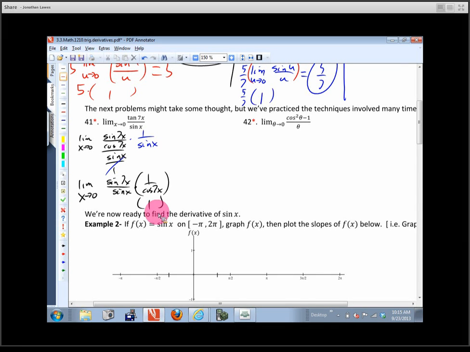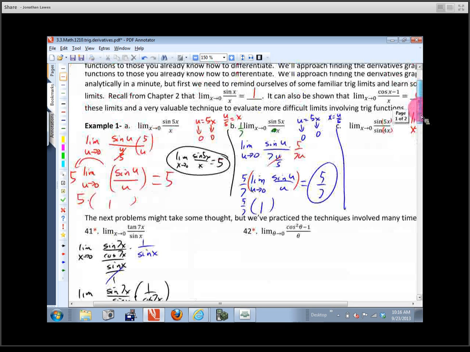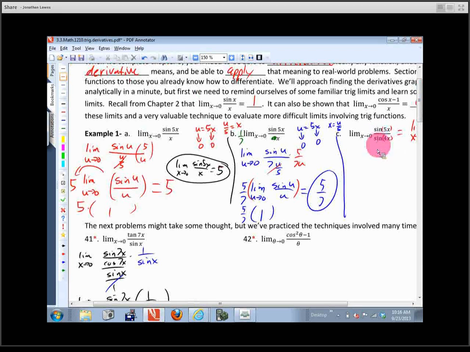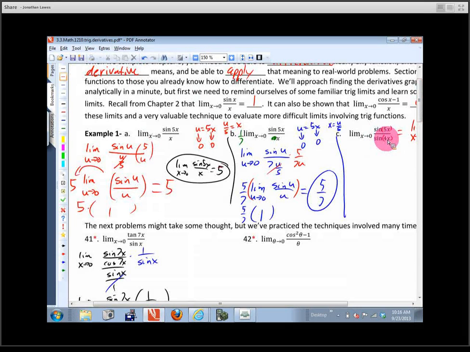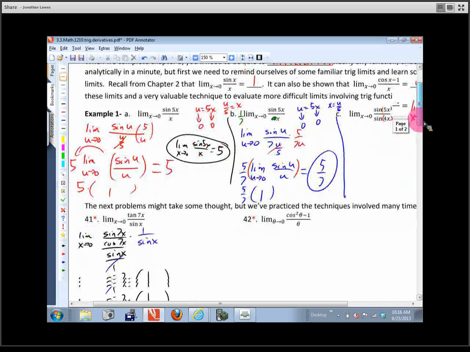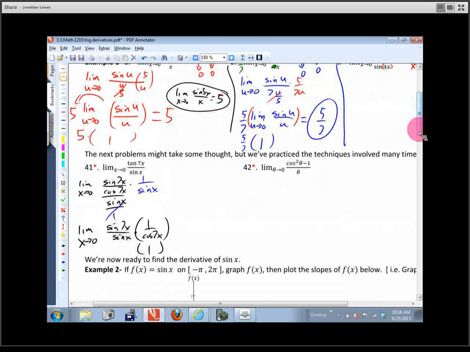So all I need to know is what's the limit as x approaches 0 of sine of 7x over sine of x. And our model for that is right here. Sine of 5x over sine of 4x was 5/4. So what's sine of 7x over sine of x? 7. We could go through the same process that we did up above, but in any event, the limit here is 7.